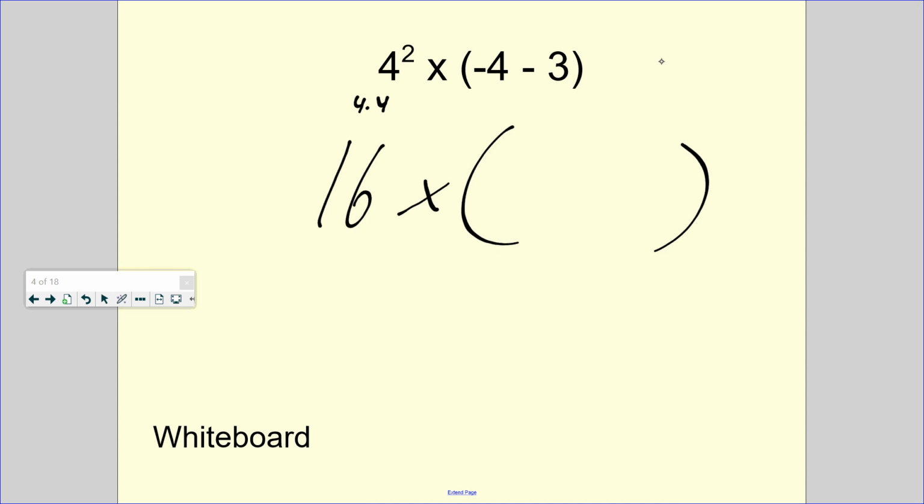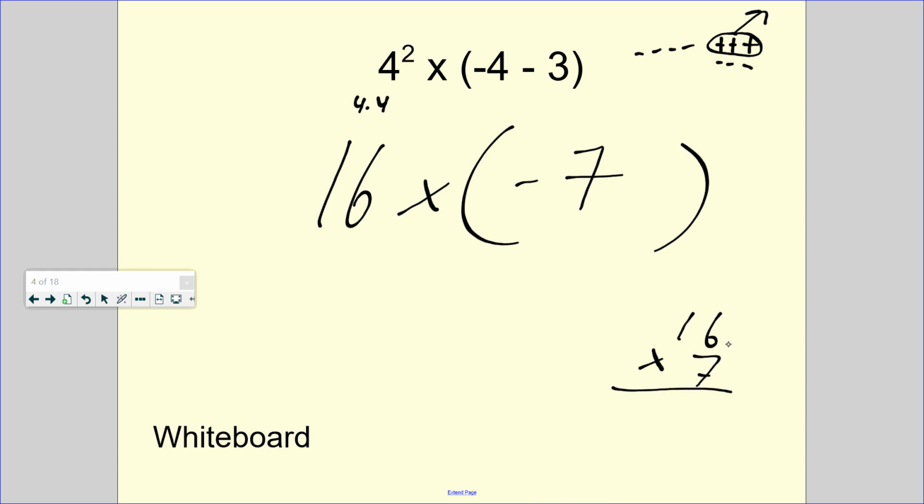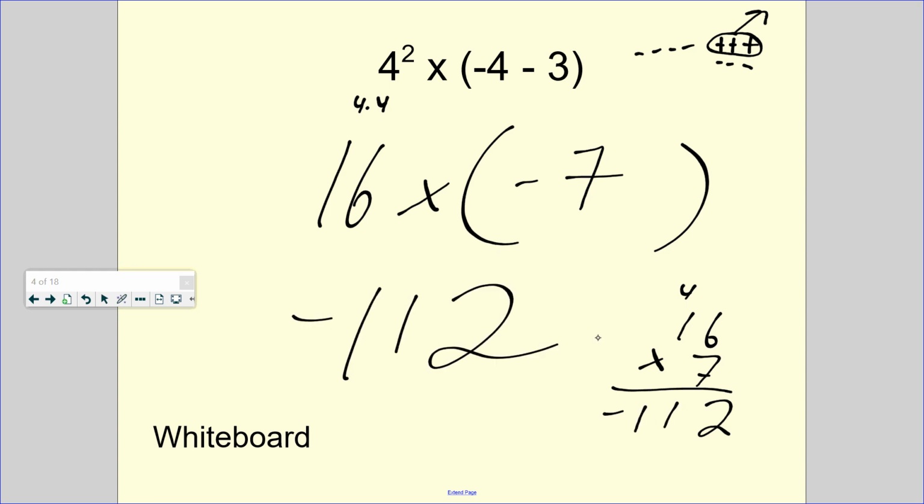So, negative 4. Can I take away 3 positives from this? No, I need to draw 3 zero pairs. Now, can I take away 3 positives? Yes, I can. That goes away. So that's negative 7. And what is 16 times negative 7? 7 times 6 is 42. Carry the 4. 7 times 1 is 7, plus 4 is 11. So negative 112. 16 times negative 7 is negative 112.